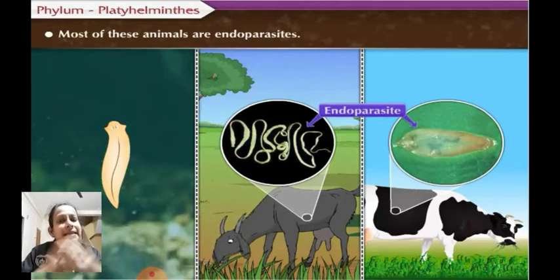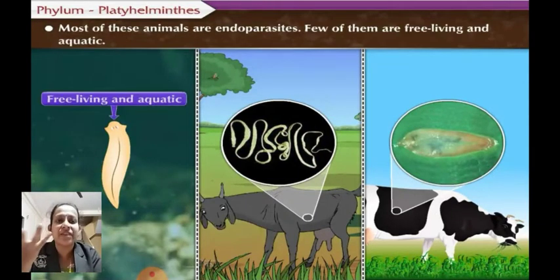Endo means they live within the body of the organism, that means inside the body of the organism. You can see in these two pictures, there are worms in the body of a goat as well as in the body of a cow. So most of these animals are endoparasites, whereas a few are living as free living and aquatic. Free living means alone, they are doing the entire work alone.